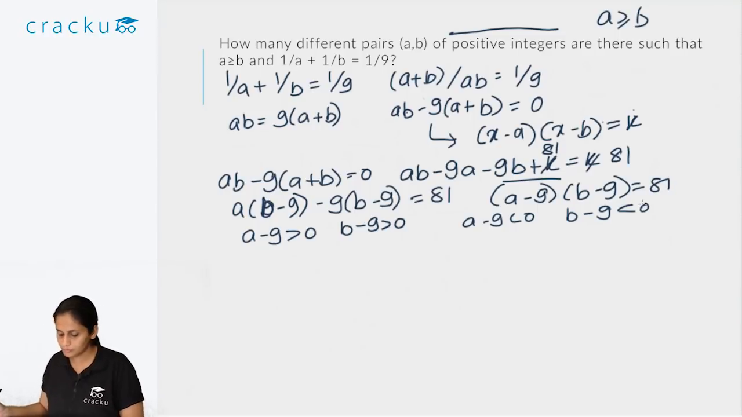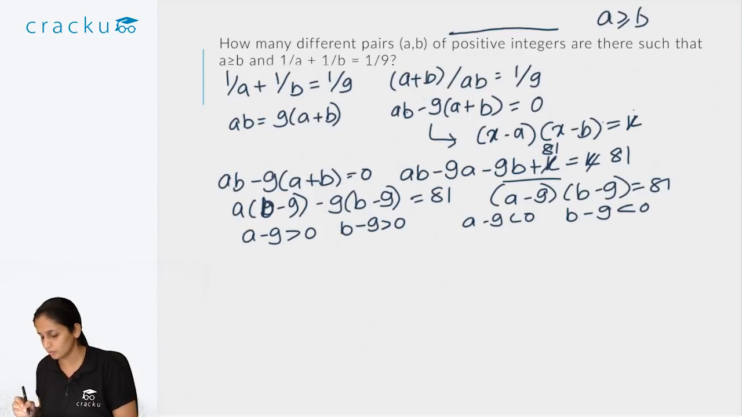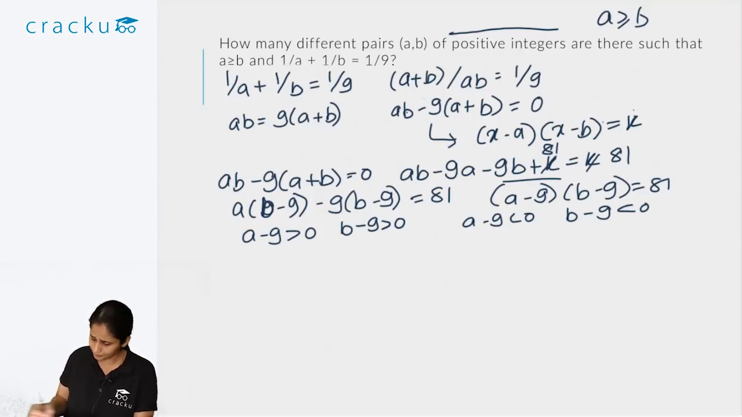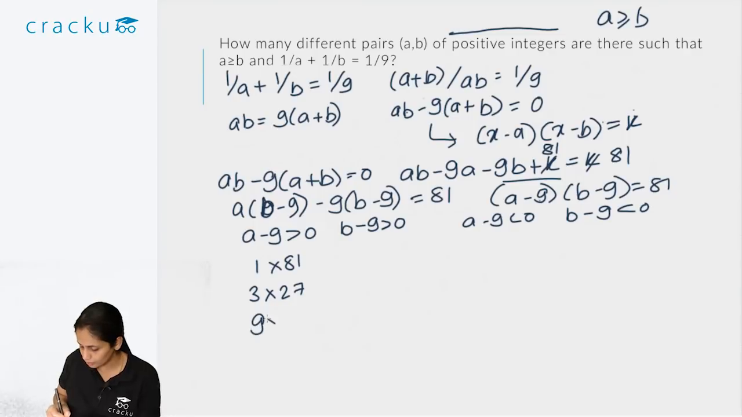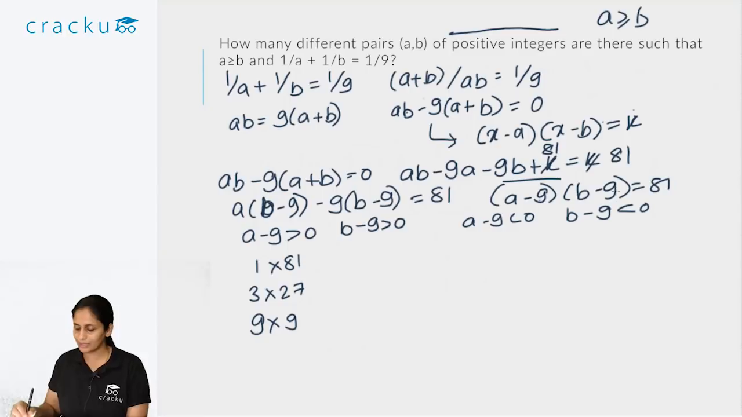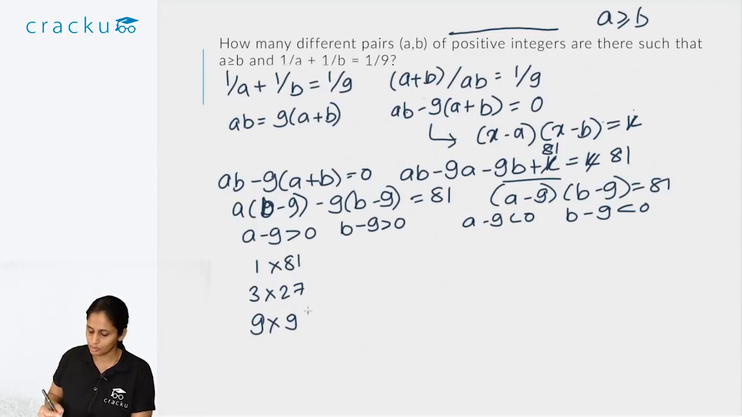Now let's first take the case where A minus 9 is greater than 0 and B minus 9 is greater than 0. If that is the case, then I can say that this is the multiplication of two factors that gives me 81. So what are all the factors of 81? That is 1 into 81, 3 into 27 and 9 into 9. Since it is A minus 9 and B minus 9 and A is greater than or equal to B, that means A will be the bigger factor of the two. So all of these values A will take and correspondingly B will take these values.